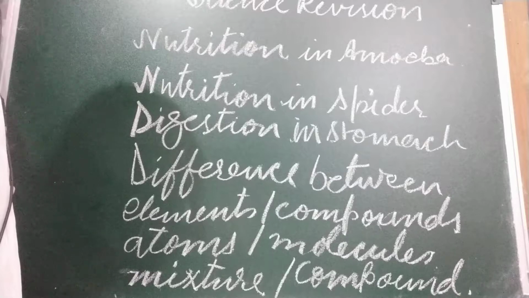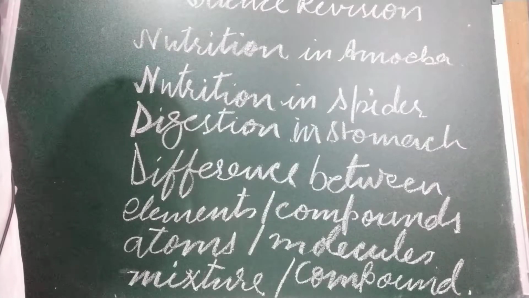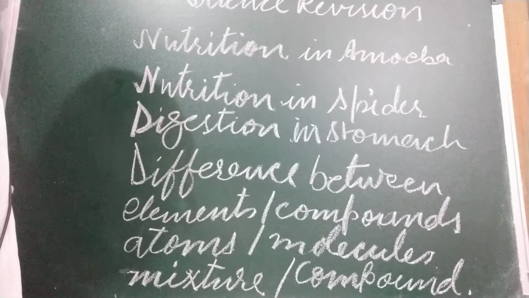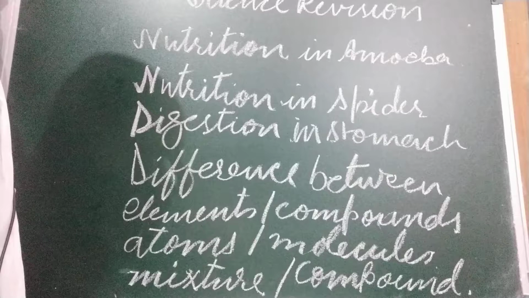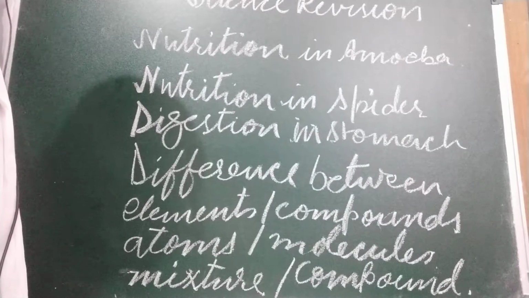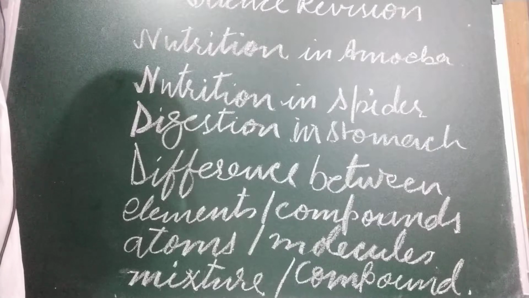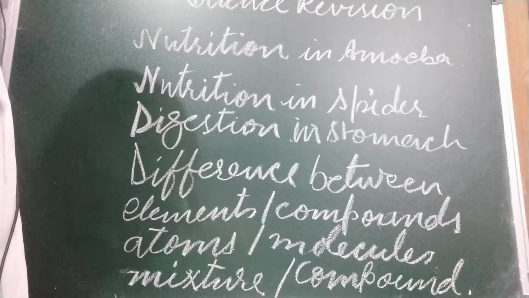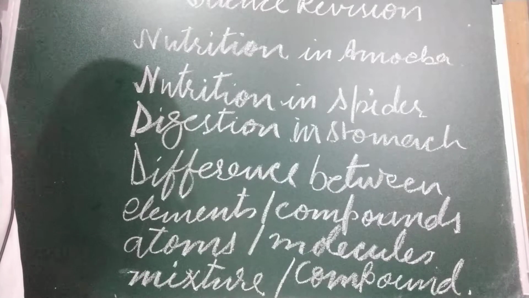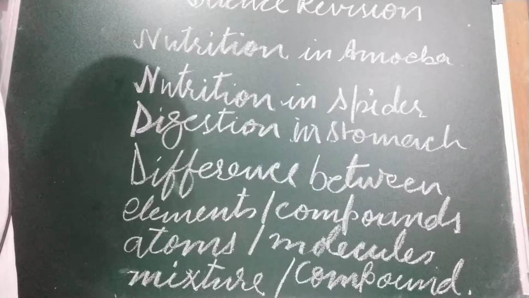Now, separation of constituents. In compounds, we can separate them but by chemical methods. In a mixture, we can separate the constituents by physical methods. Properties: the properties of a compound are different from those of its constituents. But in mixtures, the properties are those of their constituents.